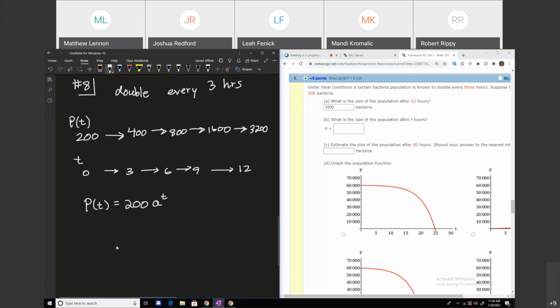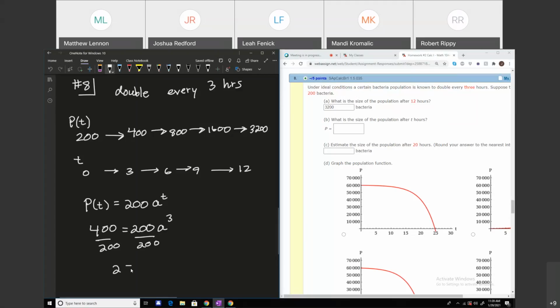Well, we can figure out a by just plugging in one of our numbers, right? We could plug in 3 for t and 400 for P of t. So say 400 is equal to 200 times a to the third. So you could divide by 200 here.